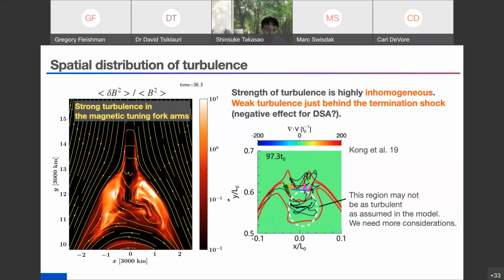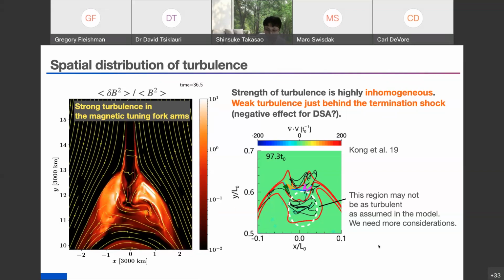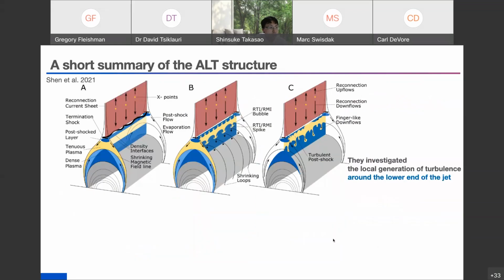And I guess that this may have some negative effect for DSA, because in this model the turbulence is assumed to be sufficiently strong to allow the electrons to come back to this region. But this region may not be as turbulent as assumed in the model. So we need more consideration to think about the DSA processes.